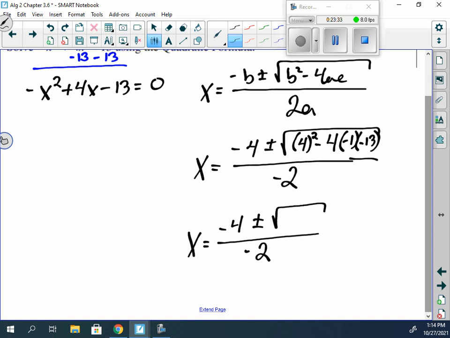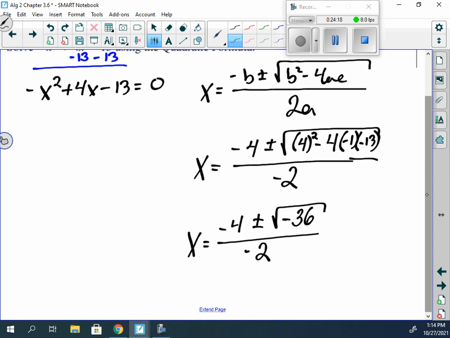But we do need to simplify down what's inside the radical. So we need to take 4 squared minus 4 times negative 1 times negative 13. And if we do that, what do we get? What'd you get? Okay. Is it? Yes, sir. Because it would be negative 36 if we calculated this out.